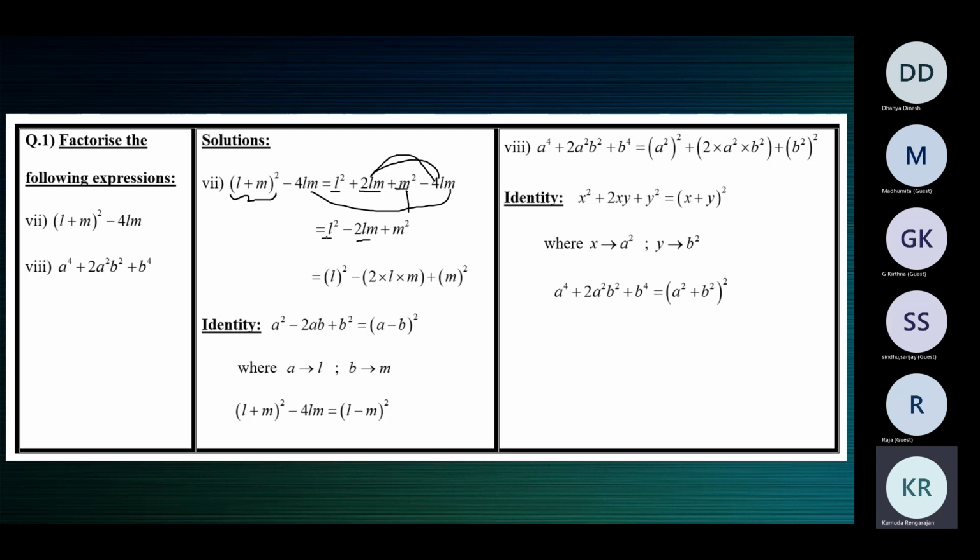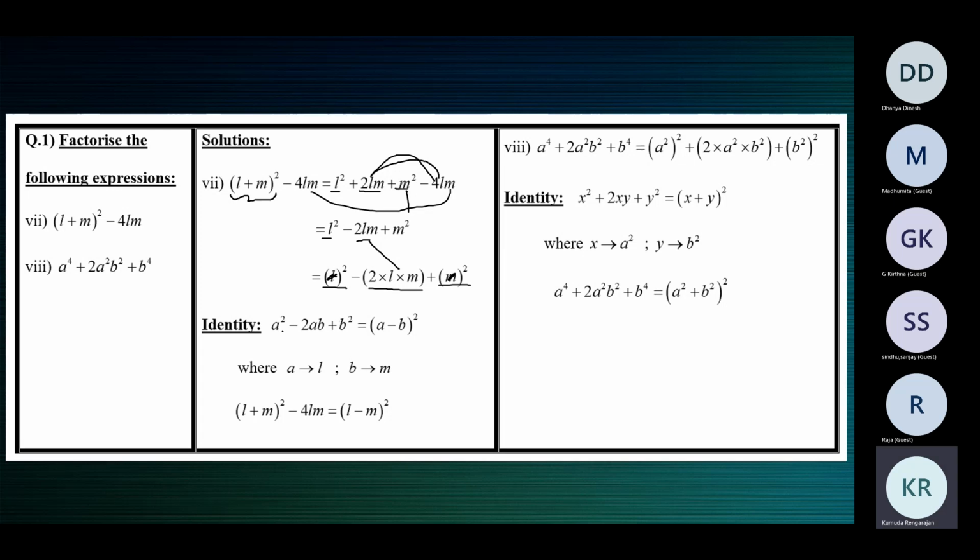Now this expression has three terms. The middle term is negative, and we have two perfect squares, L square and M square. So we're just checking if it's of the form a square minus 2ab plus b square. Let's write L square as L the whole square, M square as M the whole square, and the middle term is 2 into L into M, because this is A and this is B. And if you see, the middle term works, minus 2LM.